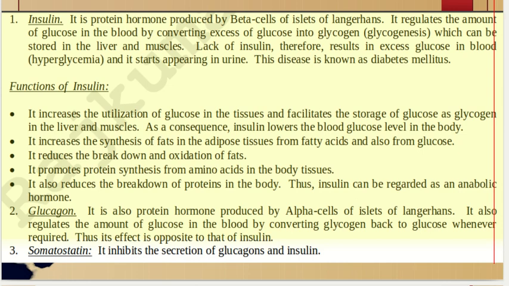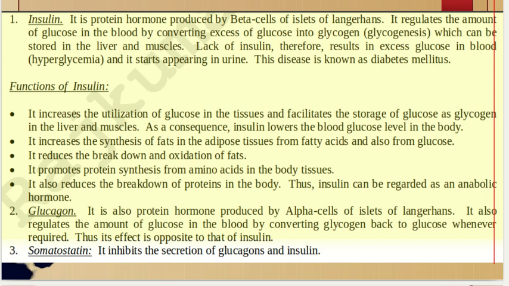The insulin also increases the synthesis of fats in the adipose tissues from fatty acids and also from glucose. Insulin reduces the breakdown and oxidation of fats. Insulin promotes protein synthesis from amino acids in the body tissue. Insulin also reduces the breakdown of proteins in the body. Thus, insulin is regarded as an anabolic hormone.